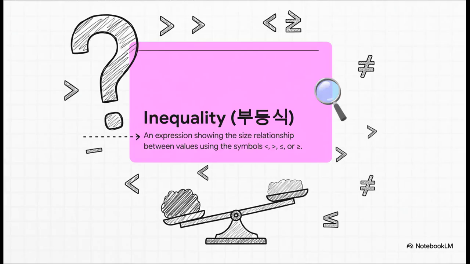So what is an inequality officially? Well, it's just a math sentence, and all it says is that two things are not equal. That's it. It's all about showing the relationship between them. You know, is one number bigger? Is one smaller? Or maybe it could be equal? That's what these symbols tell us.